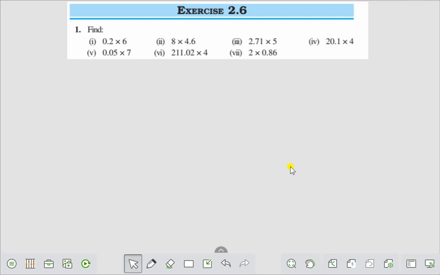Hello everyone. Today we shall discuss exercise 2.6, question number 1. Find 0.2 into 6.